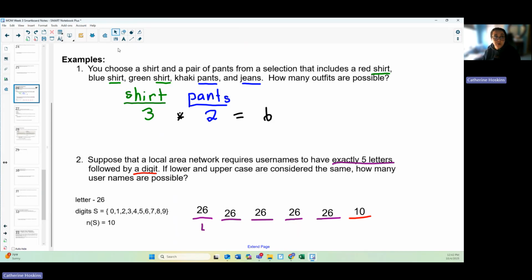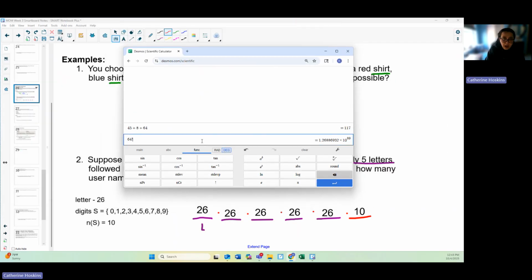So I would say 26 multiplied by 26, multiplied by 26, multiplied. I'm going to pull open Desmos and bring it over here. I would say, for instance, 26 times 1, 2, 3, 4, 5 different letters multiplied by that one digit. And we have 118,813,760 different possibilities for usernames with exactly 5 letters and one digit, where repeats are allowed and uppercase and lowercase letters are considered the same thing.